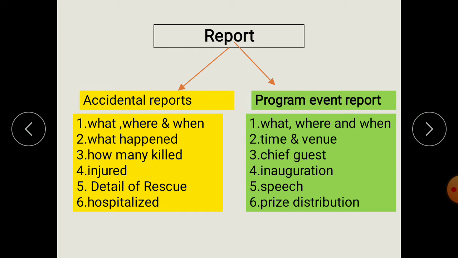For example, if we take the example here, the road accident, which is also an example from the bad incident report, then we have to answer the following 6 points. What happened, where it happened, and when it happened, then how many were killed and how many injured, and details of the rescue. Rescue means बचाव.